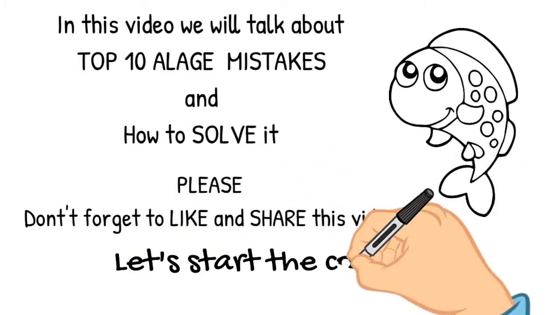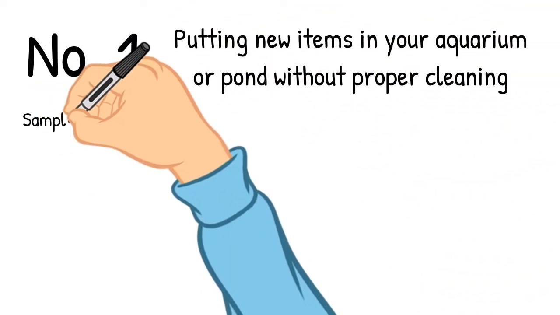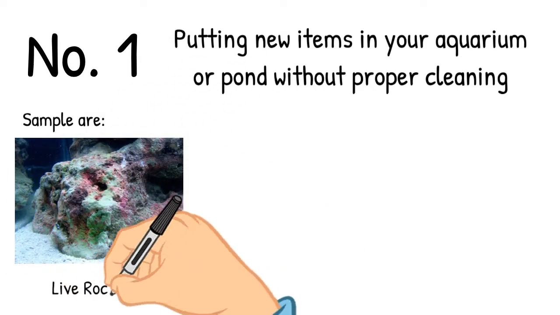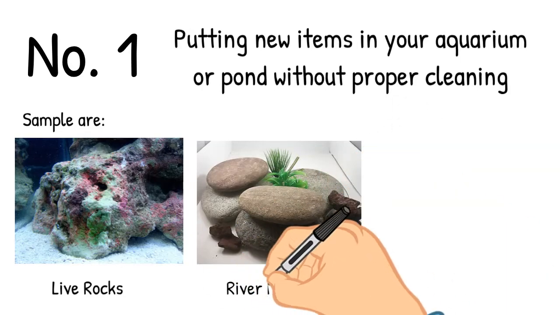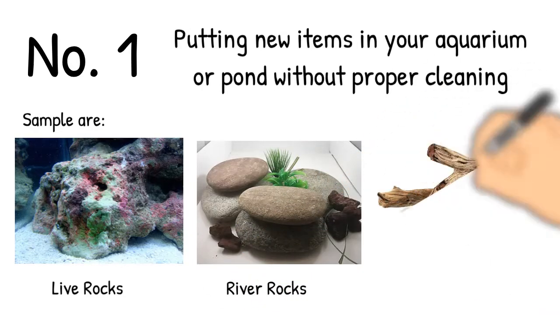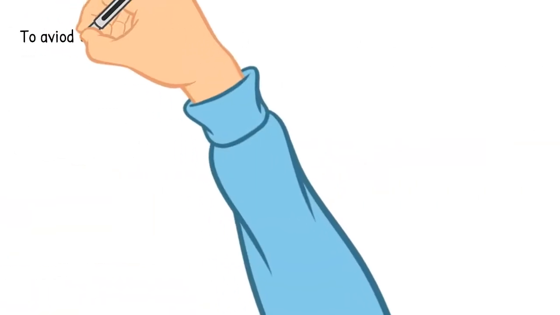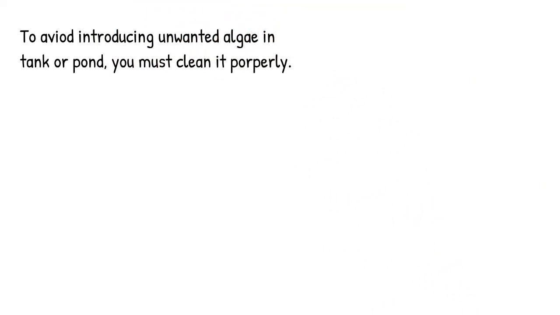Let's start the countdown. Number 1. Putting new items in your aquarium or pond without proper cleaning. Examples are live rocks, river rocks, and driftwood. To avoid introducing unwanted algae in your tank or pond, you must clean them properly.